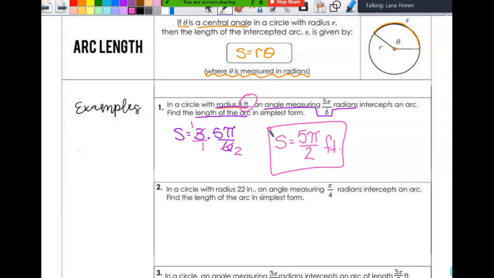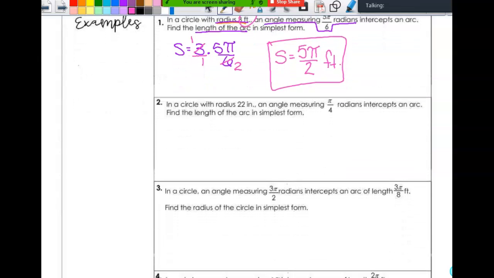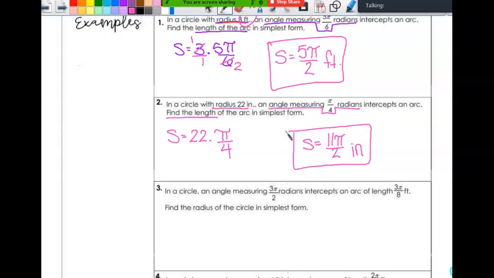All right, so let's look at number 2. In a circle, we've got a radius 22 inches, the angle measuring pi fourths radians. I want to find the length of the arc. So S equals R times theta. Pretty simple, right? What do we get for the arc length? 11 pi halves. And the units here would be inches. Okay. Everybody good so far?